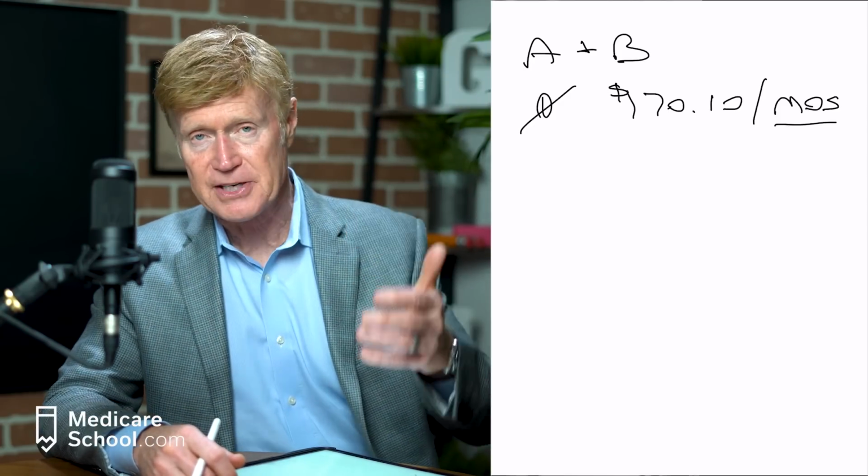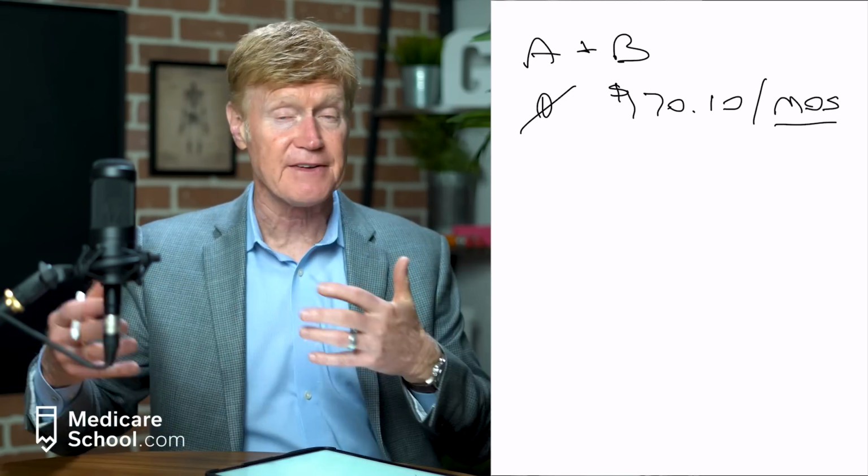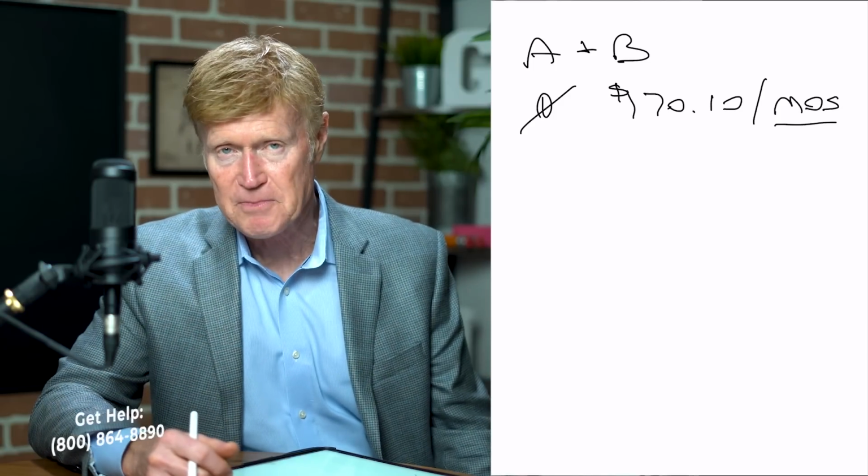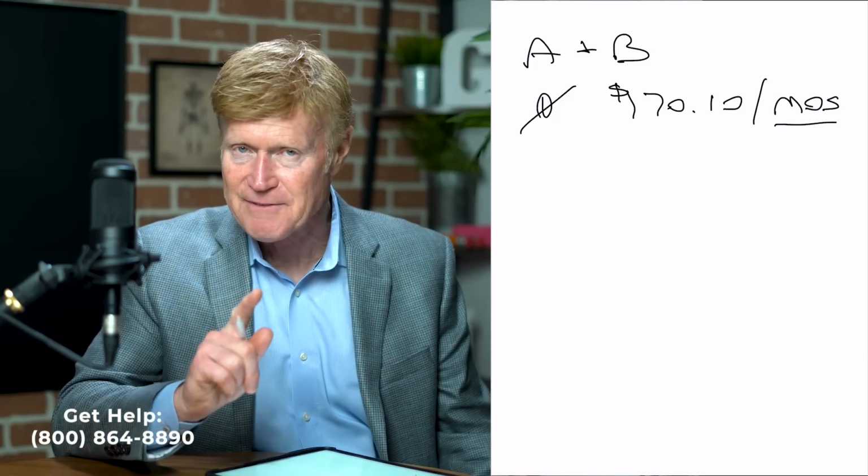So point is, if I'm on a supplemental plan, I'm enrolled in A and B. If I'm on an Advantage plan, I'm enrolled in A and B, and I'm going to have to pay that monthly Part B premium. Now let's talk about the 7 differences.